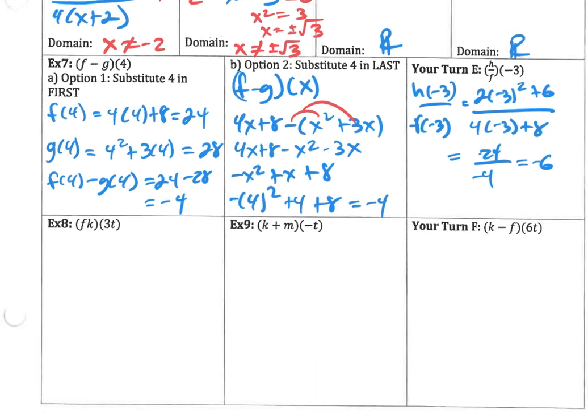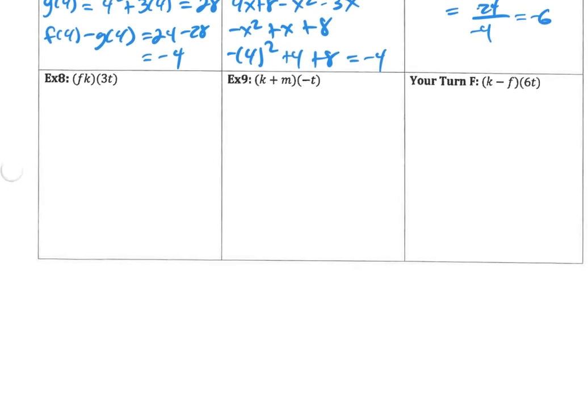All right. For our next example, we see we have f times k of 3t. So again, very similar process. We're going to do f times k first, and then we're going to go ahead and replace our variable with a 3t. So this is what we're going to be evaluating with. So let's go ahead and do f times k first.